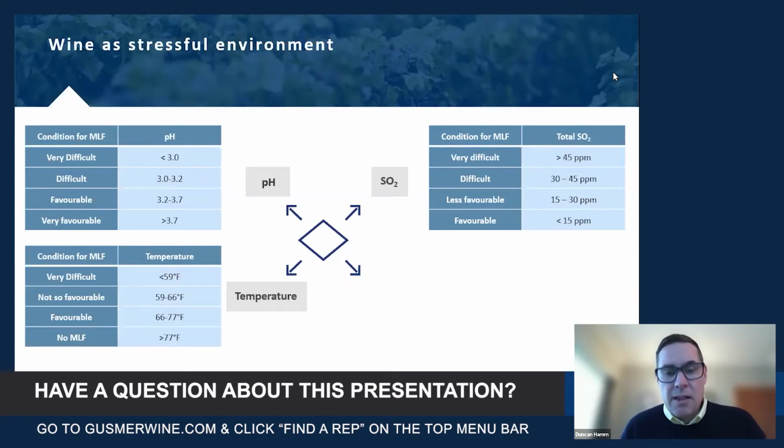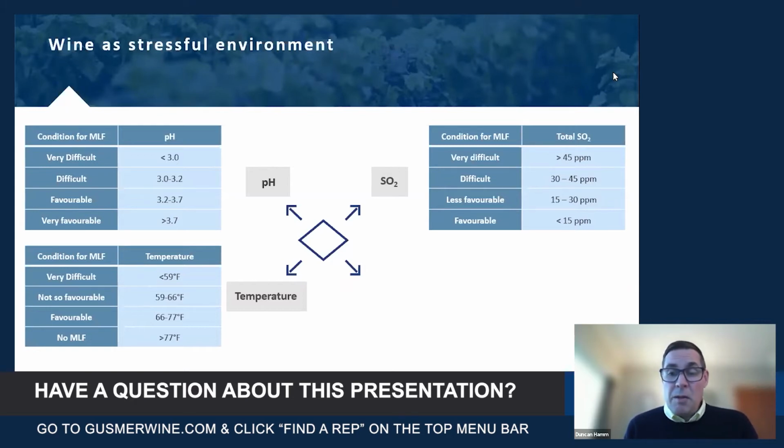Obviously, SO2 is inhibitory to microorganisms. That's one of the reasons why it is used. But in terms of numbers, above 45 parts per million, we'd say is really, really difficult. We do see wines go through malo above this from time to time with specific strains. But if it can be avoided to be that high, then it's really strongly recommended to do so.